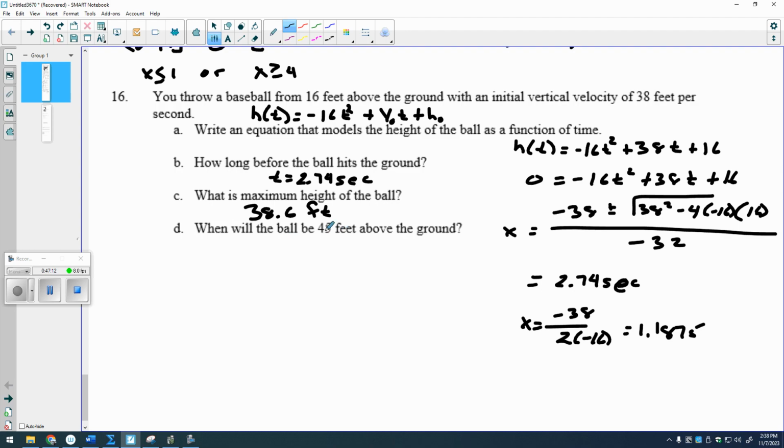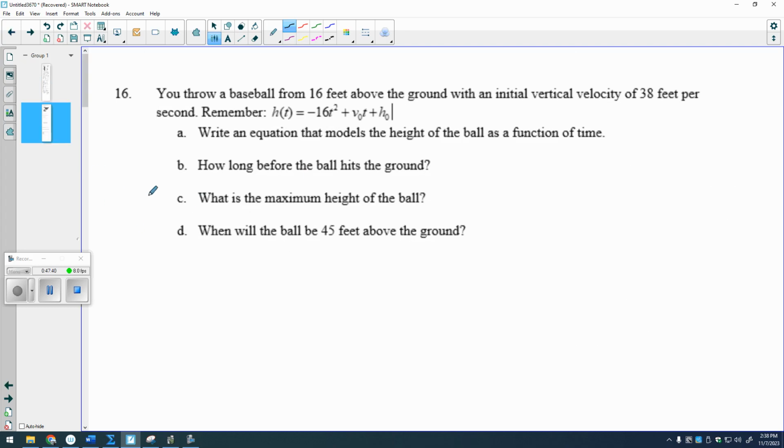Question D, when will the ball be 45 feet above the ground? Never. Max height 38.6 feet. When will it be 45 feet? It won't. Had you not seen that and you plugged the 45 into here, for height, and moved it over here, set it equals 0, and did quadratic formula, your discriminant would have been negative, which means it never hits it. It's an imaginary x-axis.